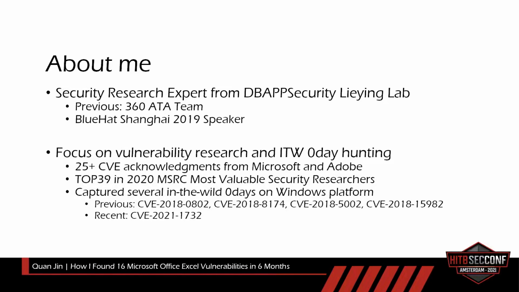I, with my team, have captured several in the wild 0 days on Windows platform in the past 3 years, including Office, IE, Flash, and Windows kernel. The most recent in the wild 0 day we hunted is CVE-2021-1732. This is a Win32k privilege escalation vulnerability which affects Windows 10 1803 to Windows 10 20H2.